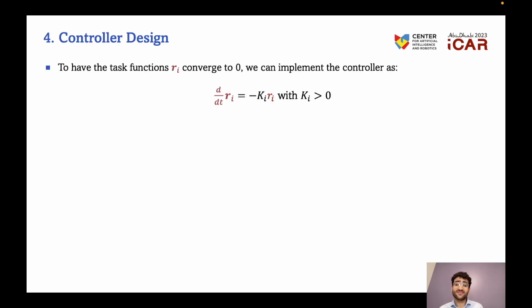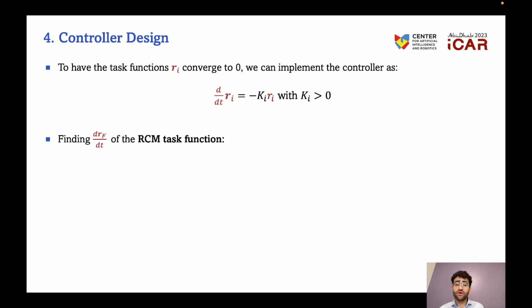And now that we have the task functions that we need, we want these task functions to converge to 0 exponentially. To do so, we can implement the controller so that the rate at which the task functions are changing is equivalent to minus ki multiplied by that task function, where ki signifies the gain at which the task functions are converging to 0 exponentially.